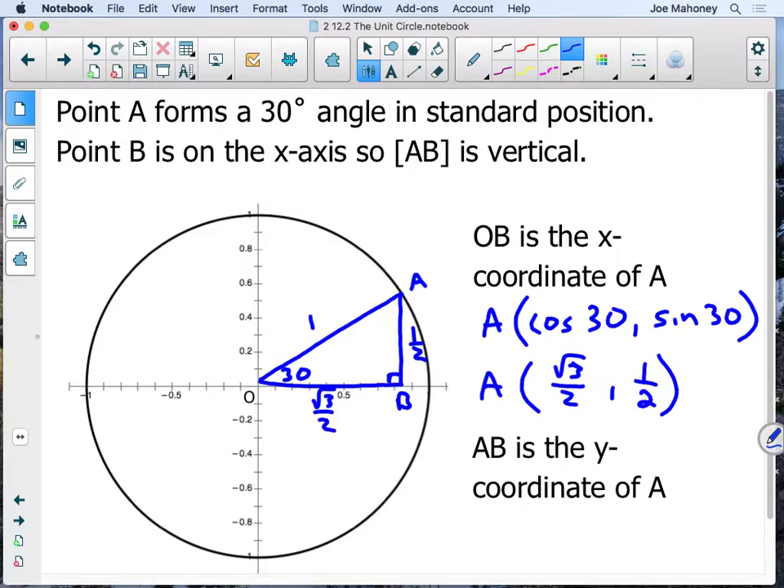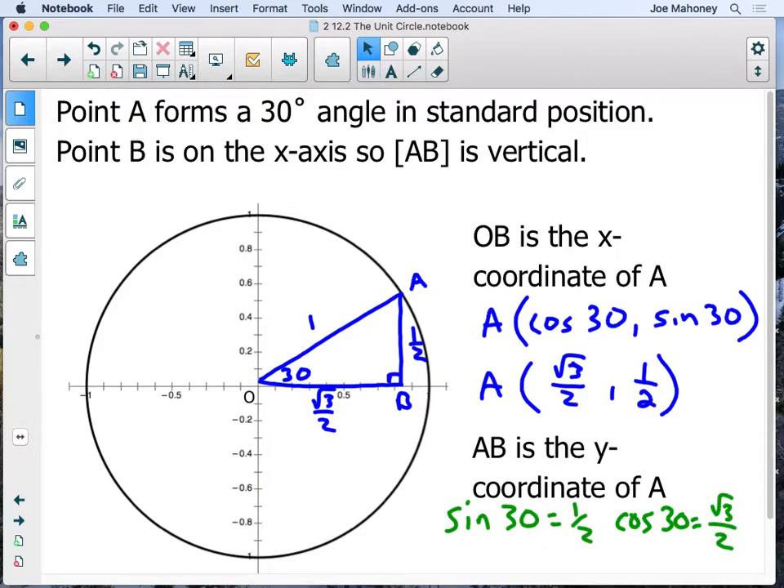So what we've just figured out from here is some big things. We figured out that the sine of 30 is 1/2, and the cosine of 30 is radical 3 over 2. That's great stuff. Those are exact values. We don't need a calculator for that, my friends.